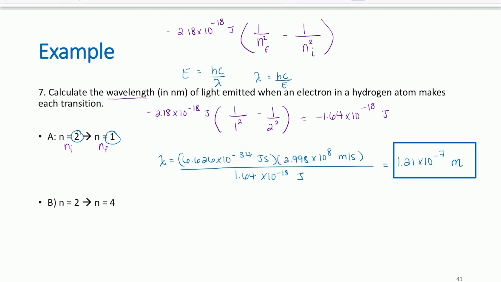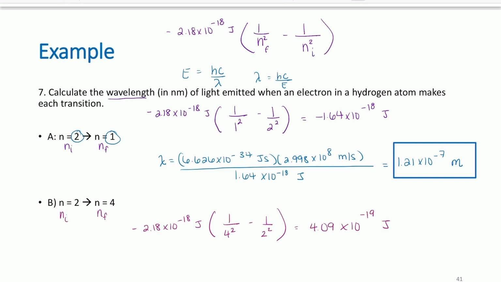And n equals 2 going to n equals 4. This means n equals 2 is n initial, n equals 4 is n final. In this case, the photon is being absorbed, exciting that electron to a higher energy level. Negative 2.18 times 10 to the negative 18 joules, times 1 over 4 squared minus 1 over 2 squared, gives me 4.09 times 10 to the negative 19th joules. Again, positive in this case because the electron gained that energy to move up to a more excited energy state.